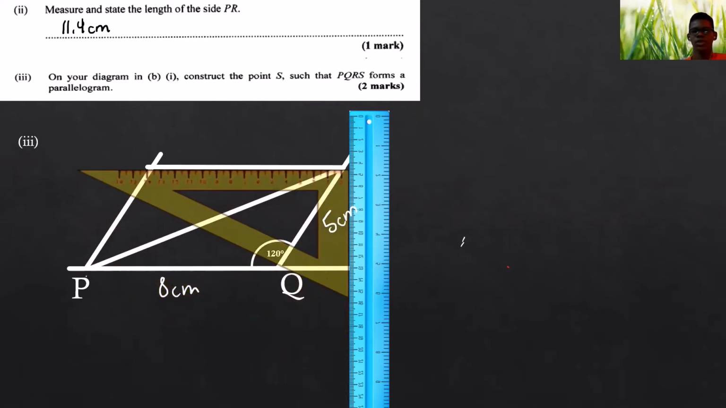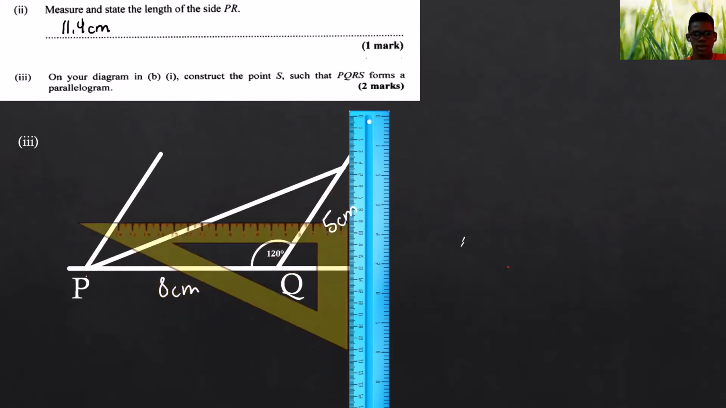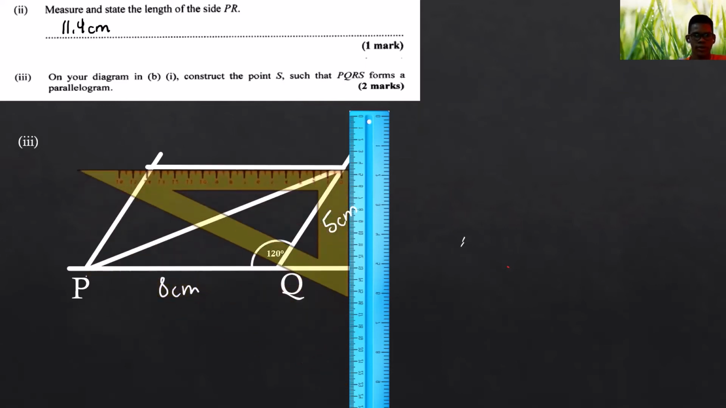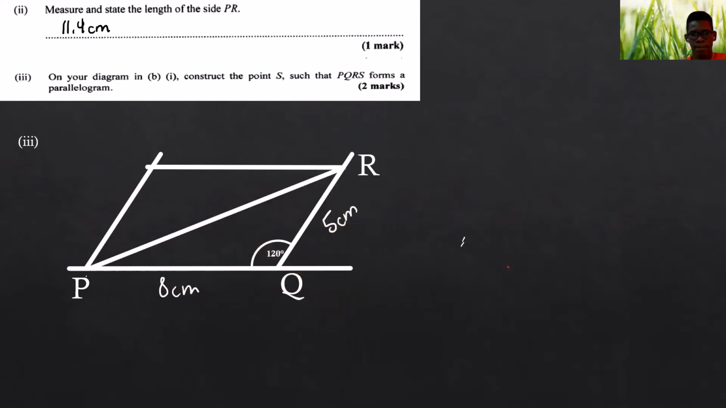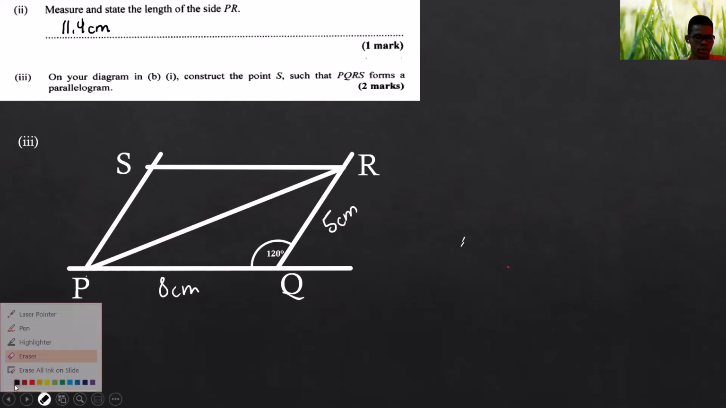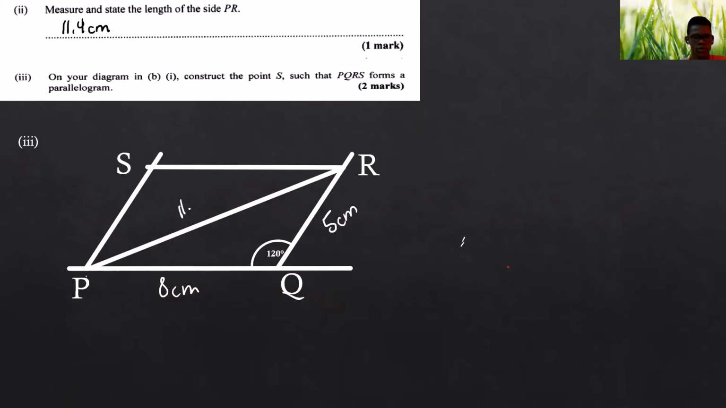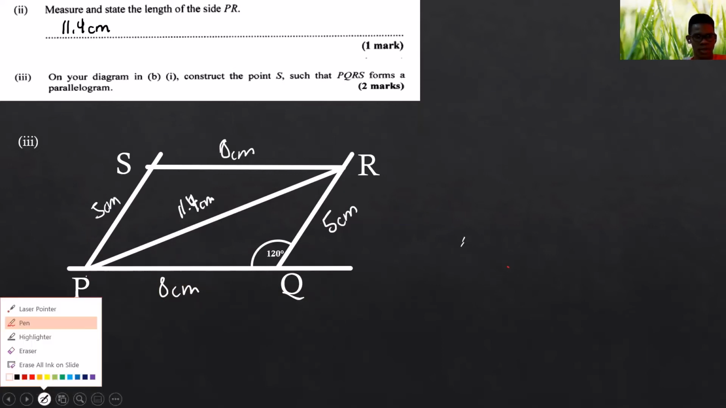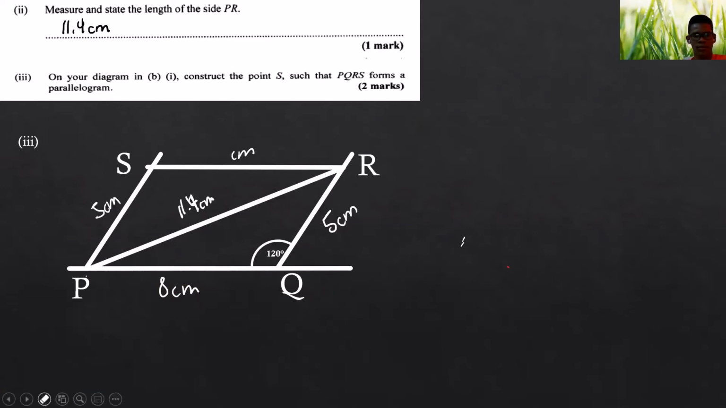That's what you're going to do. You're just going to take the same straight line and carry it across. This is going to be your S and that's your parallelogram. Now when you measure, this is 11.4 centimeters. Parallel sides are equal, so this should be 8 cm. You can measure and double check, and this should be 5 centimeters. It's fine if it's 0.5 off or so.